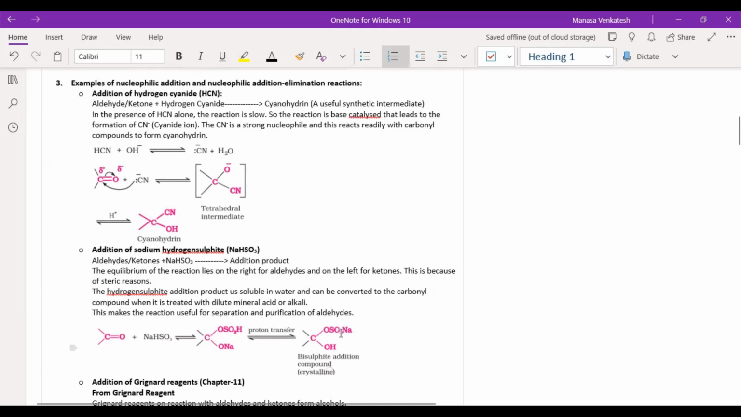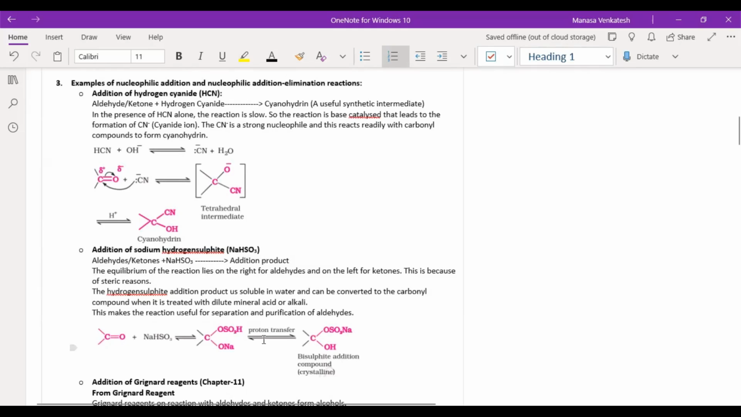Because of the steric reasons, for the aldehydic products the equilibrium is going to be on the right, whereas for the ketones, it's going to be on the left. Now, this addition product which is formed is actually soluble in water. And when it is treated with dilute mineral acid or alkali, we get back the carbonyl compound. And this makes it a good method for the purification of aldehydes.